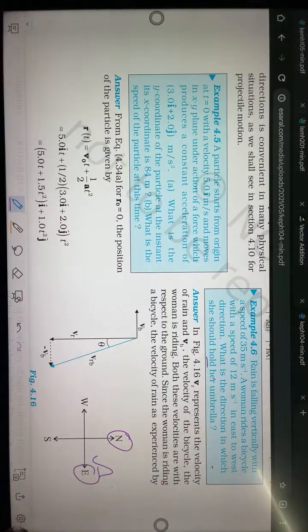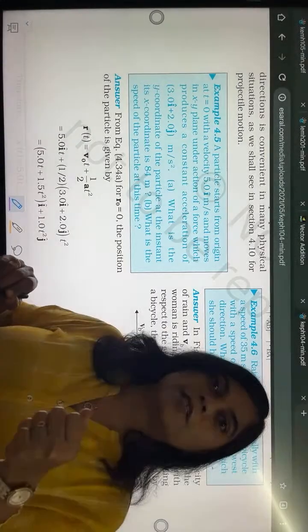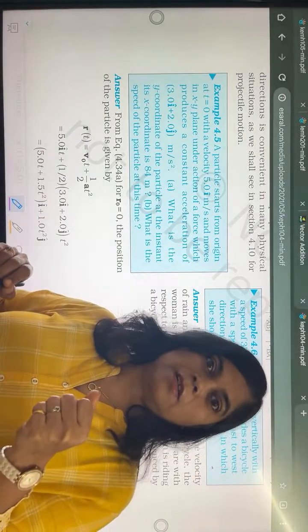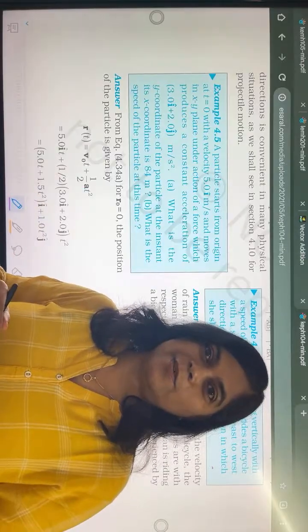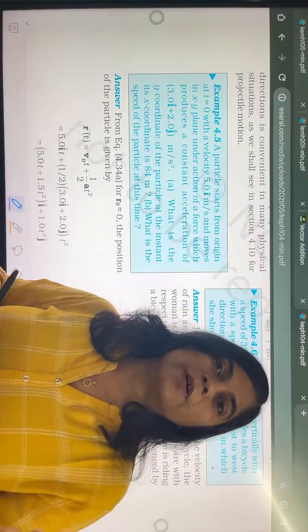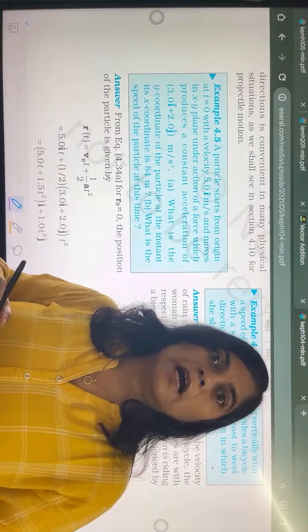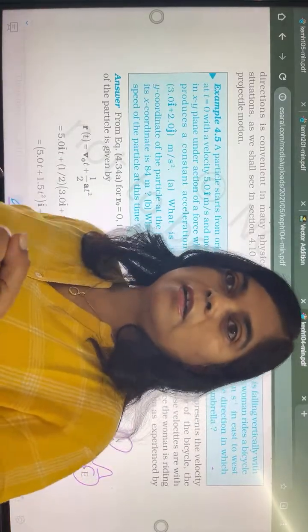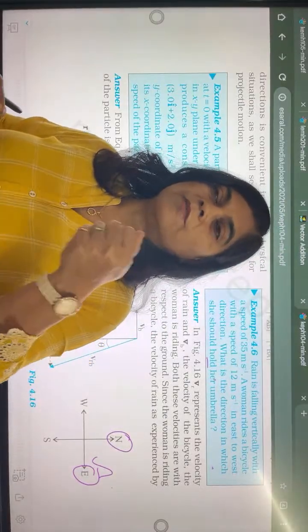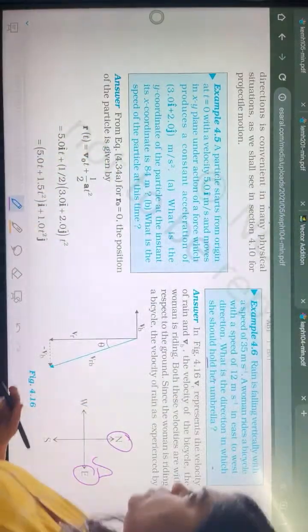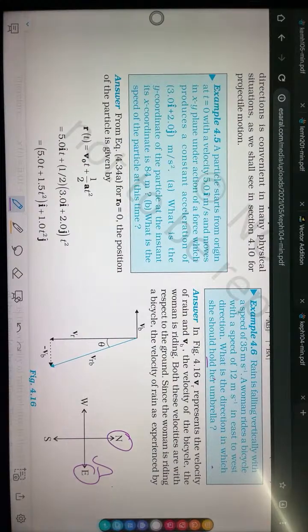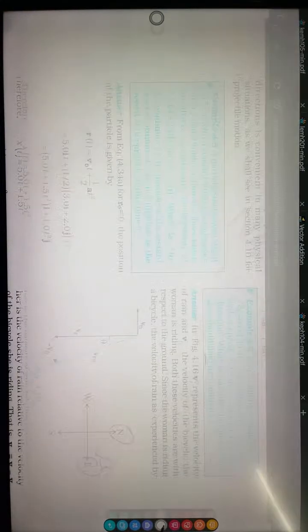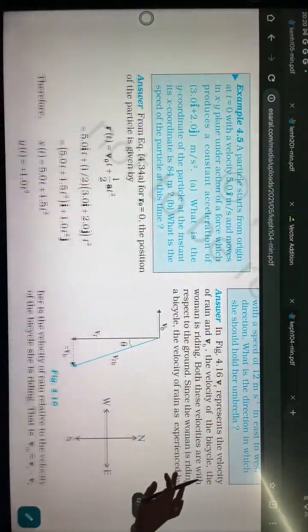That is the question. If she holds her umbrella very straight, definitely she may get wet. You could have experienced this in your day-to-day life also, right? Based on the velocity of the rain, the umbrella should be at some angle. You have to hold your umbrella at some angle. That we are going to find out. So what is given here? What is the rain velocity? 35 meters per second.